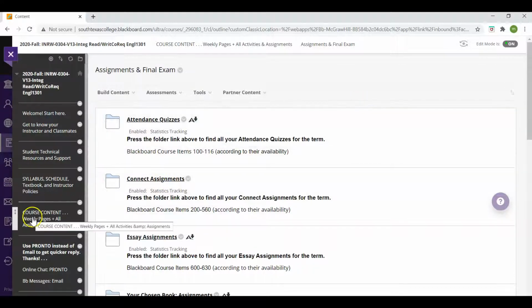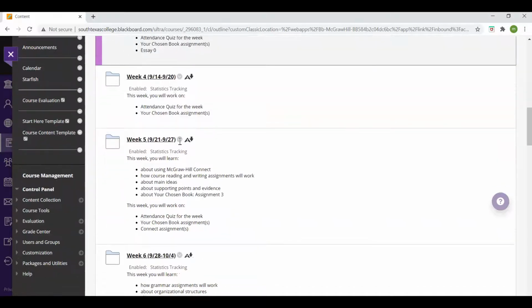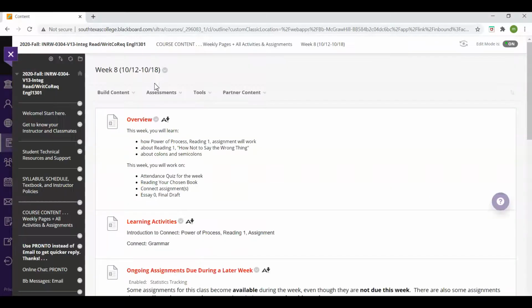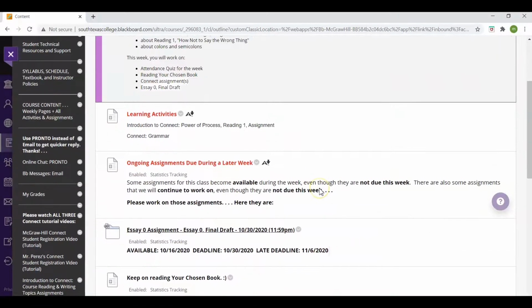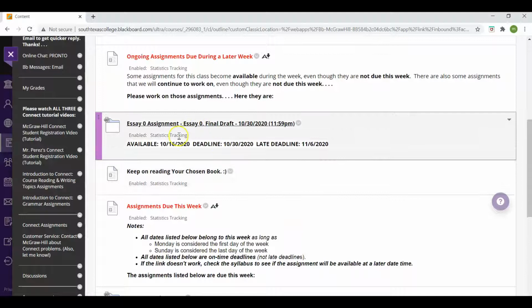I could go here to course content or up here. Either way, I'm back at the general course content page, and we can scroll down to week 8. I think it's the easiest way to navigate everything that's due that week. And so again, here is the essay. Don't worry about that.